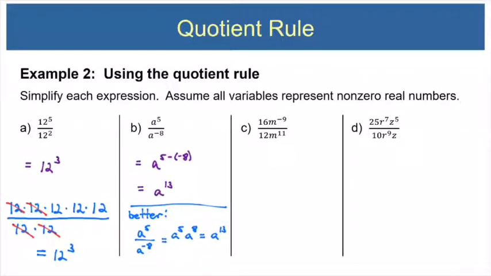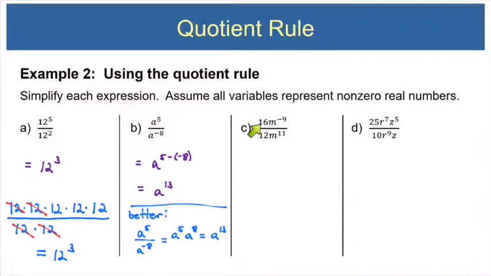Now let's look at part C. Here we have 16m to the negative 9 all over 12m to the 11. So I'm going to do what I told you to do on the last part of this example, which is make all the exponents positive before I start trying to add and subtract exponents. So notice that the 16 and the 12 don't show any exponents, so we know that they are to the first power. So in effect, they already have a positive exponent, it's just not written.